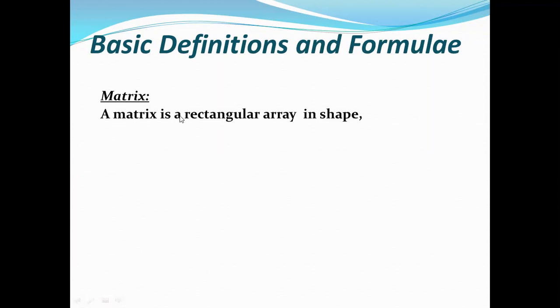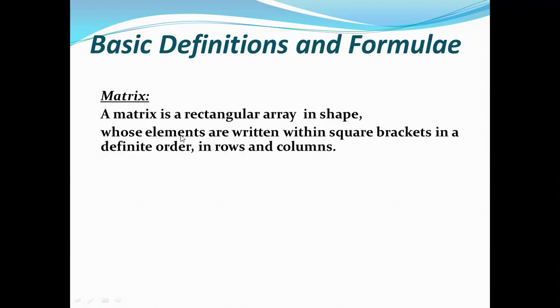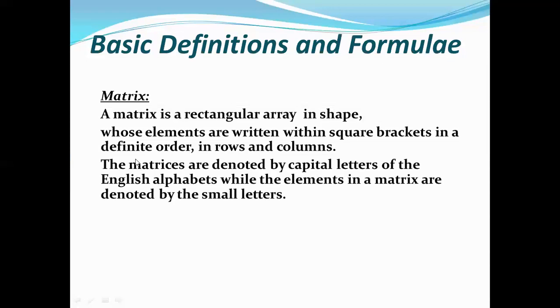A matrix is a rectangular array in shape whose elements are written within square brackets in a definite order in rows and columns. The matrices are denoted by capital letters of the English alphabet, while the elements in a matrix are denoted by small letters.